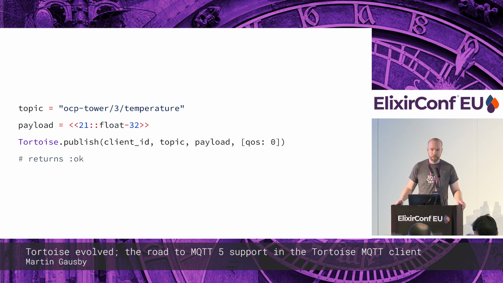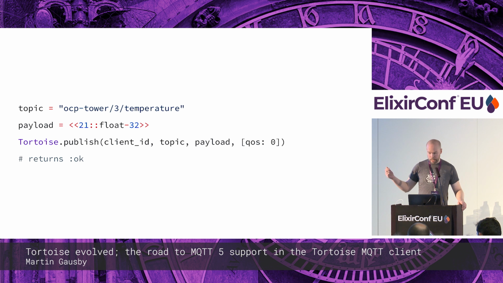So once we got the connection and we got the identity, it's pretty simple to send a message. We need to specify the topic as a binary, and we need to also send the payload as a binary. And here I specify that my 21 degrees is a float of 32 bits. And that is important for when you receive it. Again, you have to specify the format that you receive, because this is a binary protocol.